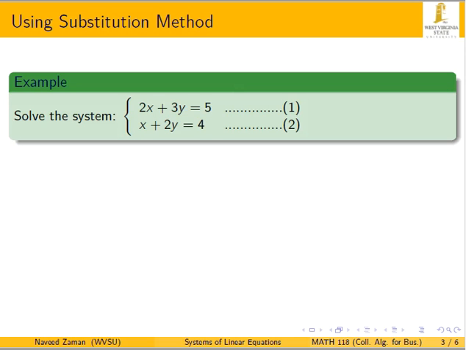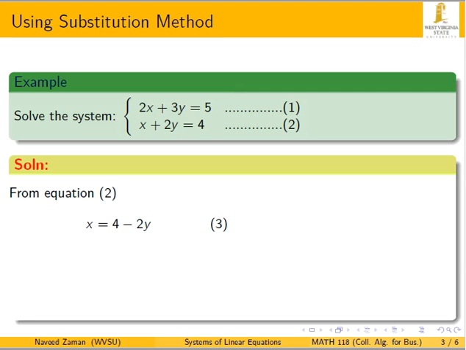So here is an example. You have to solve the system 2x plus 3y equals 5 and x plus 2y equals 4. So we'll select one of the equations to solve for one of the variables. Doesn't matter which equation, doesn't matter which variable. In this case, it probably is easier to solve equation 2 for x. So that's what we are going to do.